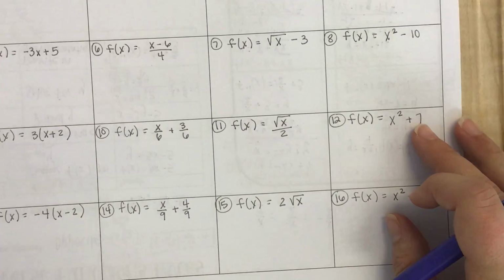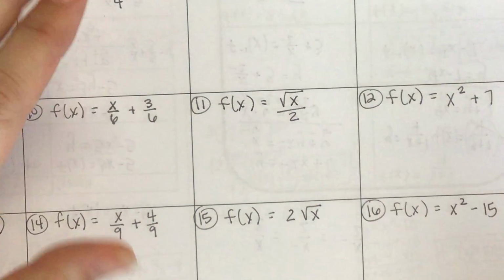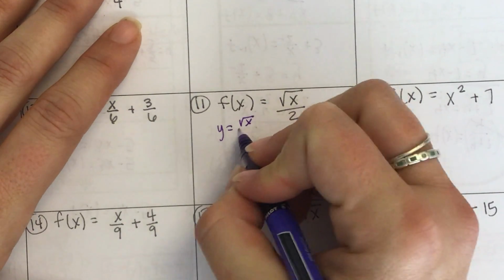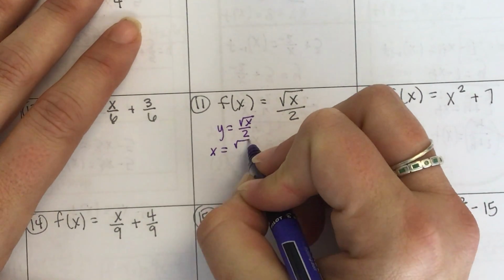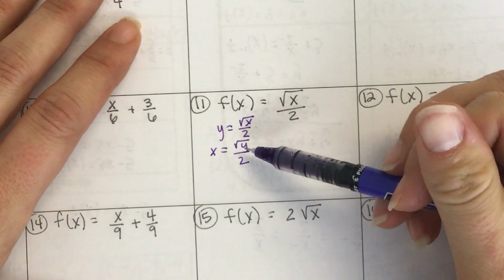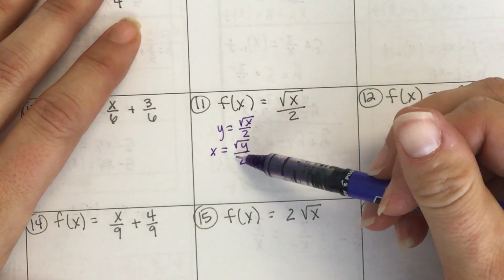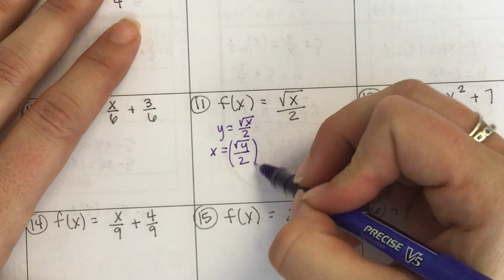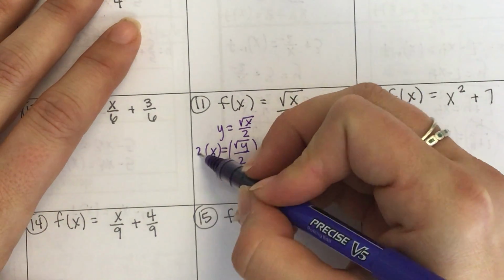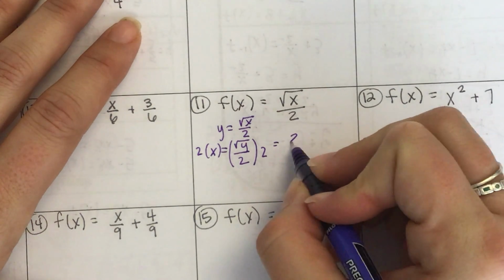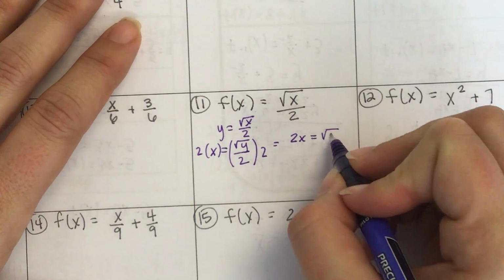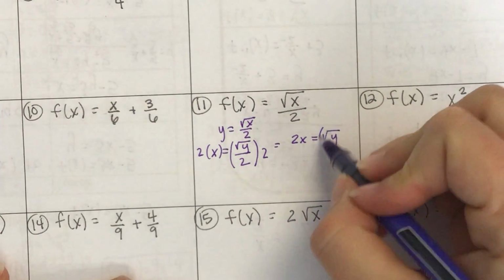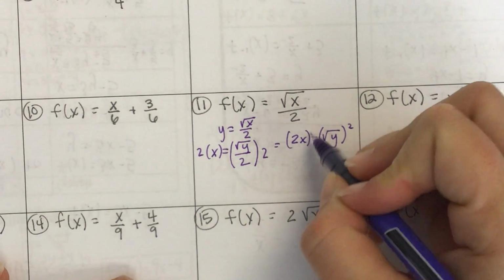So we're going to look at number 11 to start with. On this one, again, we make this y equals the square root of x over 2, and then we flip-flop. Now, we have to get the square root of y by itself, so to get rid of a divide by 2, we are going to multiply by 2. So then this gives me 2x equals the square root of y. To get rid of the square root, we're going to square it, which means we square this side.